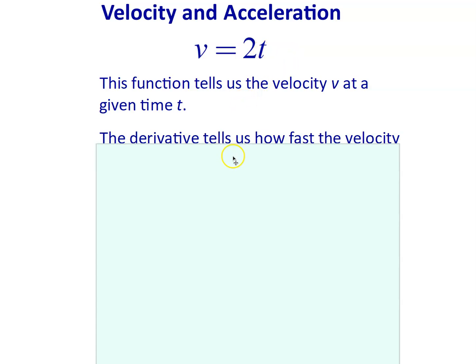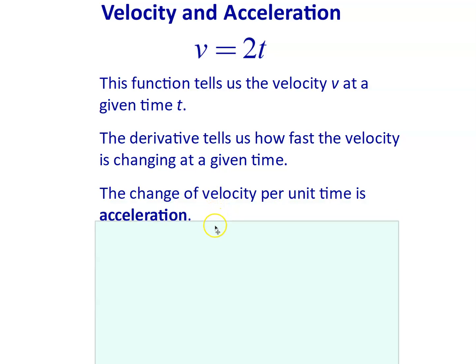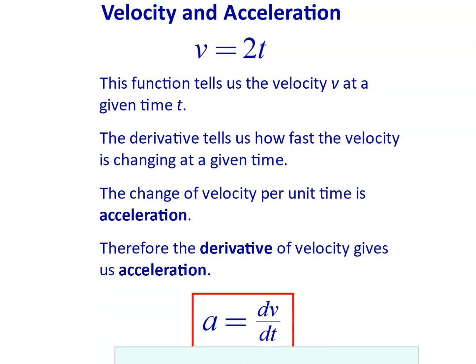So what do we find out if we take the derivative of velocity? Well, a derivative tells us the change in something. So in this case, it's telling us the change in velocity. And the change in velocity is called acceleration. So the derivative of the velocity function gives us acceleration. So I suggest you write that formula down as well.